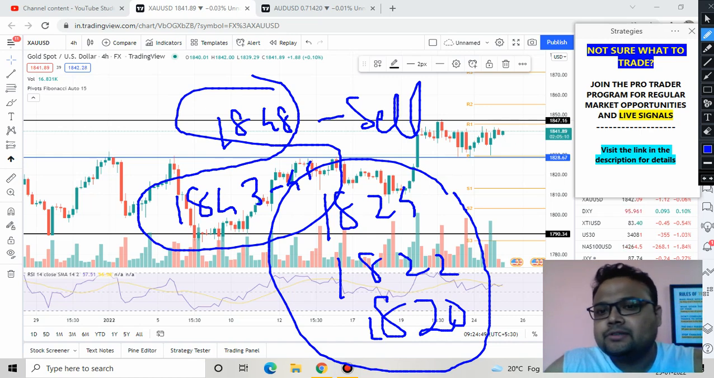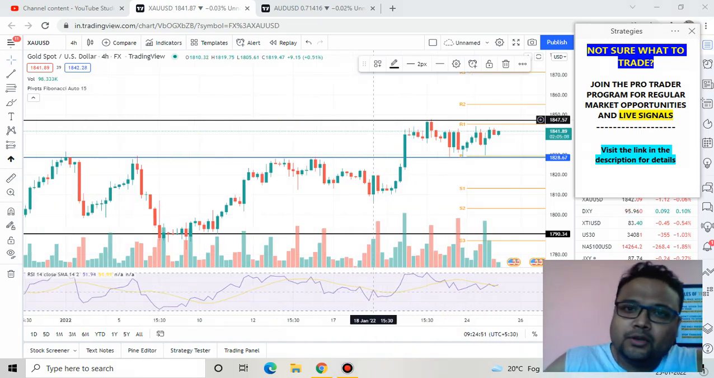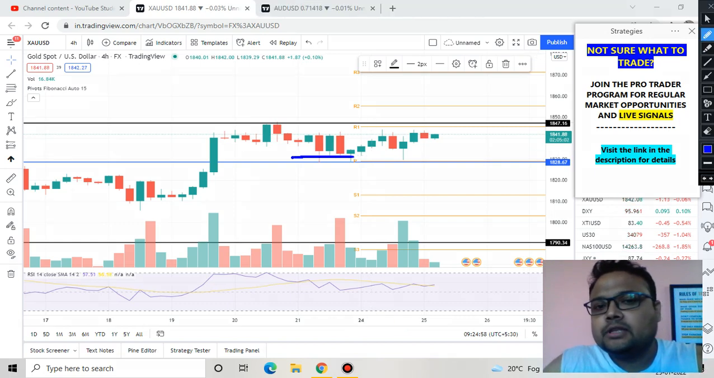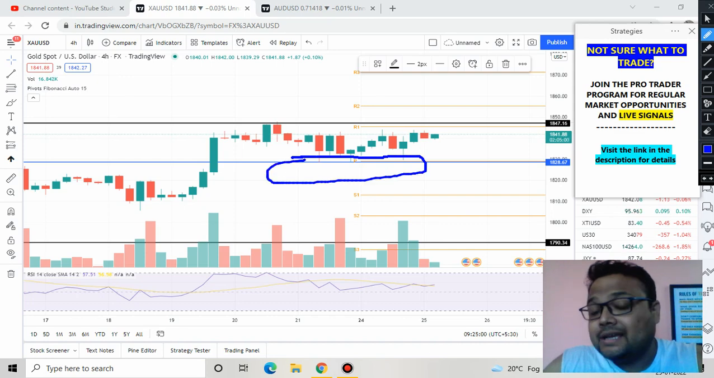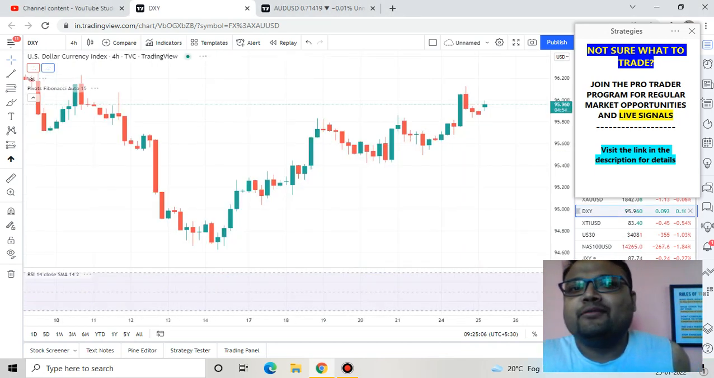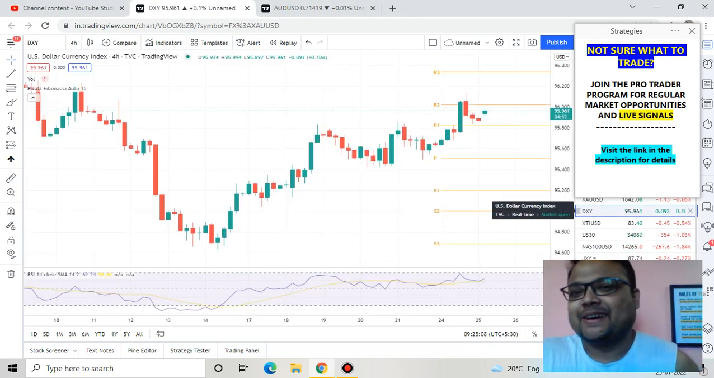Similarly, if you see price rejection at the support of 1828, 1830, you can also definitely take a buy here, because you can see that whenever gold has come down to this level, there was a good price rejection from below. Okay, and lastly, let's talk about the chart of DXY because my videos are incomplete without DXY.